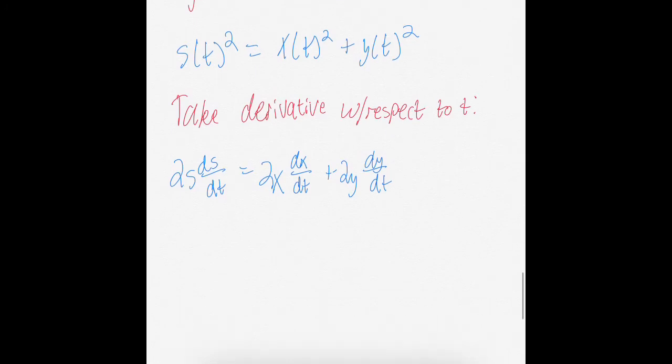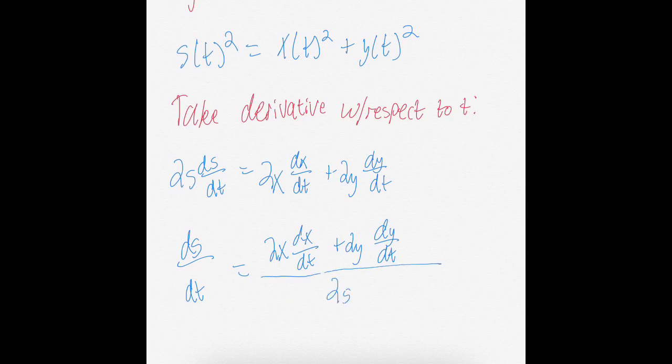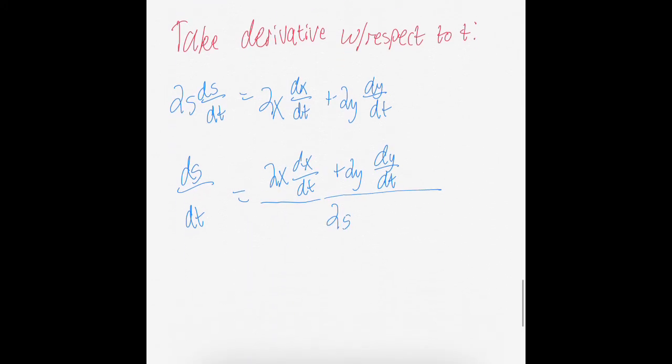So whenever we take this derivative, this is basically the chain rule coming out. We have to multiply each of those quantities by their respective derivatives. Now, we want to find ds dt, so we can just algebraically manipulate this.